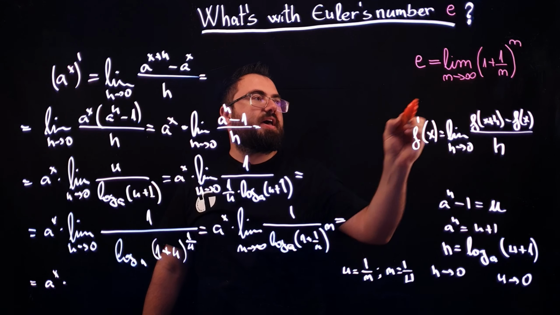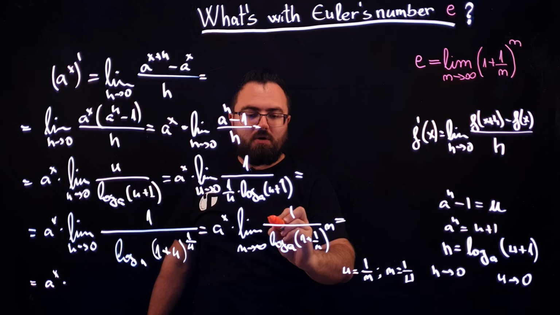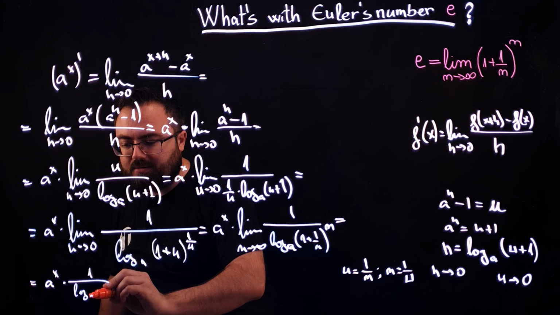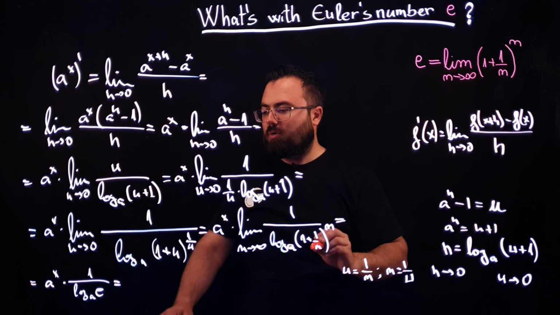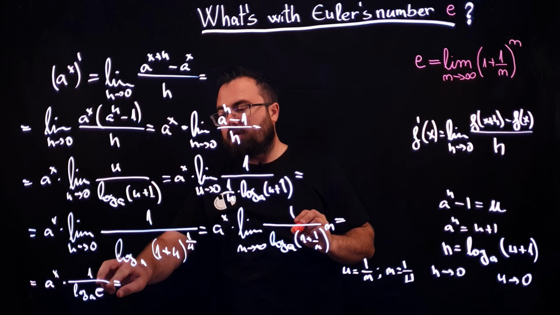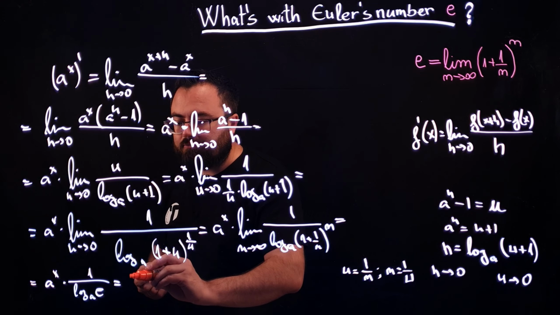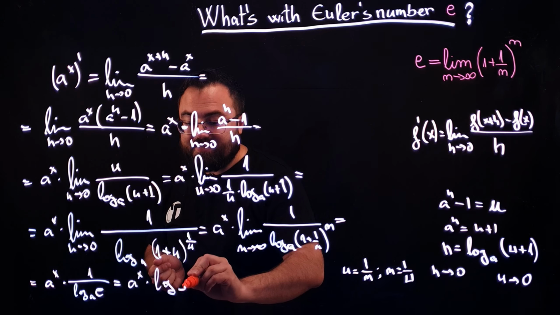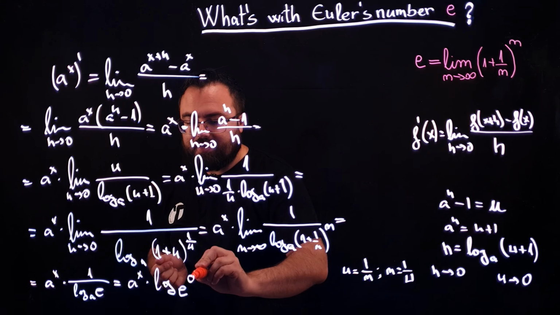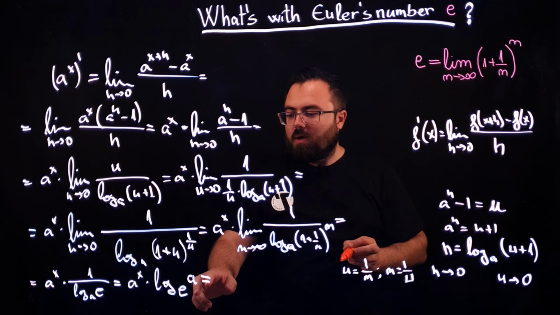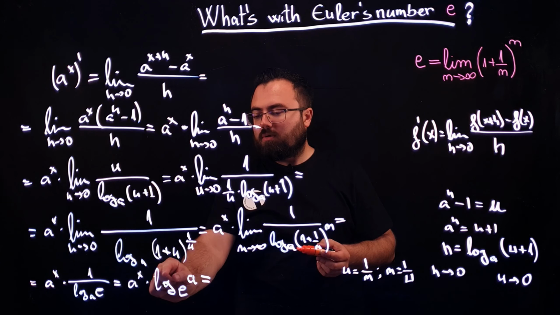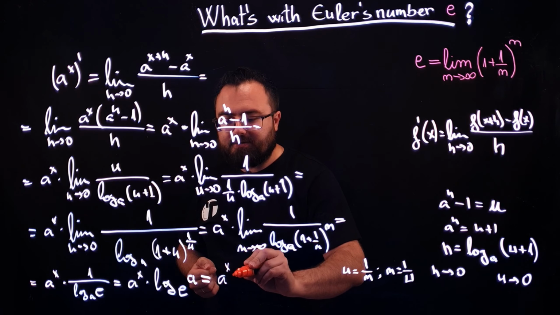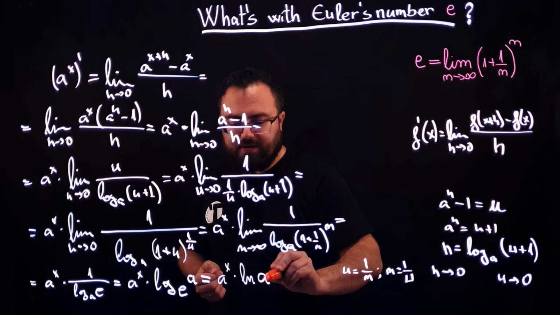This here is actually the definition of e. So you have 1 over the logarithm base a of e. Now we will use a special property of the logarithm: when you have 1 over a logarithm, you can swap the base of the logarithm with the argument. So you have a^x times the logarithm in base e of a. And this is what is defined in mathematics as the natural logarithm. So you have a^x times ln of a.